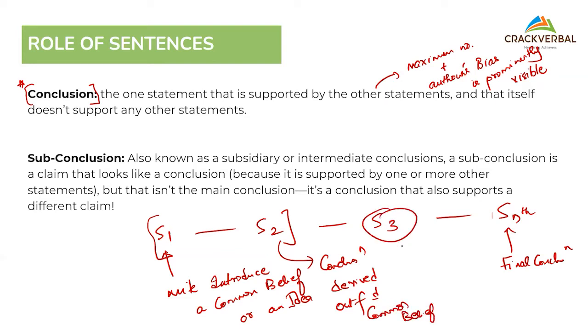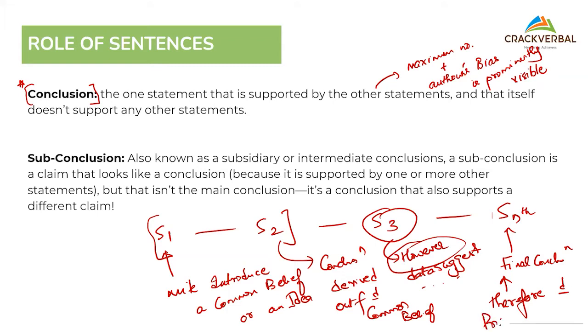But what he might say in sentence 3, however, data suggests XYZ. The moment I use the word however, what have I done? I have put a break on this conclusion, the one derived from sentence 1. I have put a stop to it, and I am saying there is definite data suggesting something else. Therefore, the prior belief or common belief is invalid.